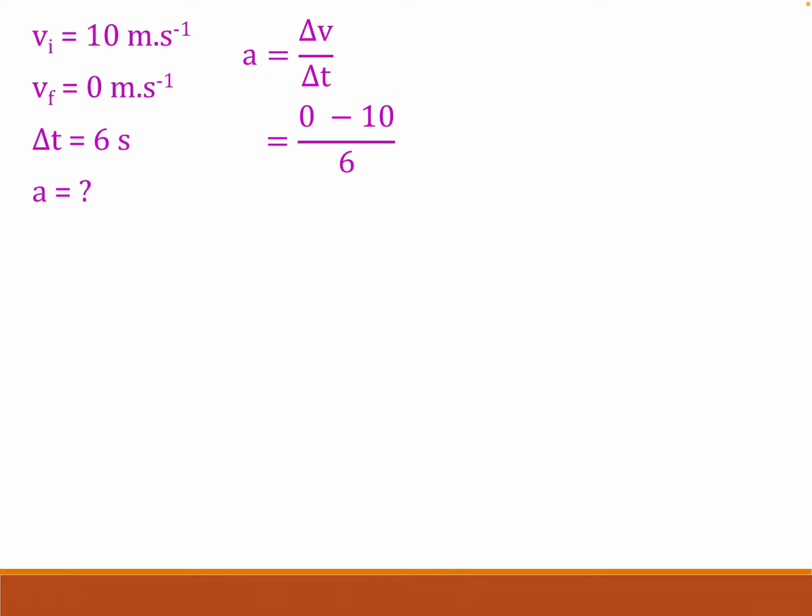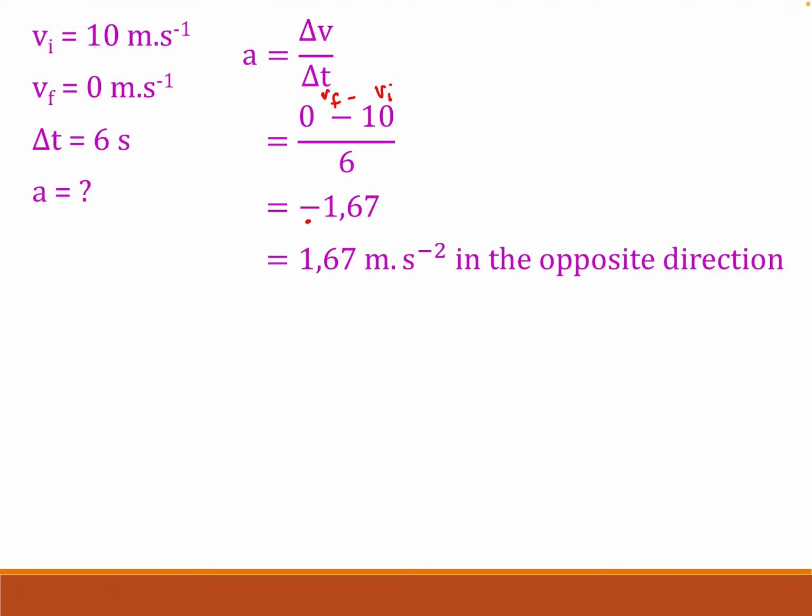Final velocity minus initial velocity. Doesn't matter that we get a negative. This negative is very important. This negative tells me the acceleration is in the opposite direction to the direction that it's moving in. So it has to slow down. That means we have 1,67 meters per second squared in the opposite direction.